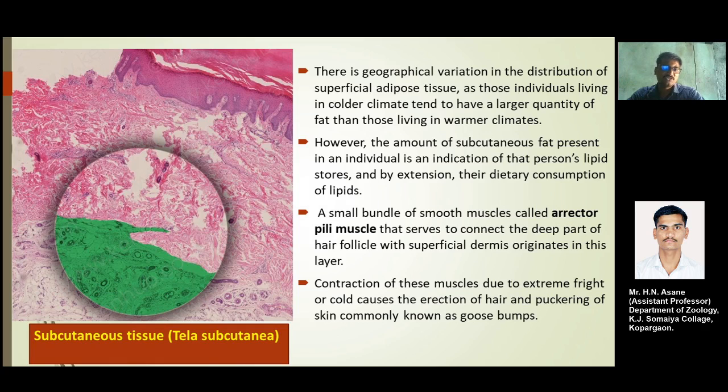So as you can see in this picture, it is the TS of the skin showing the subcutaneous tissue, that is the hypodermis region of the skin, highlighted in green color. There are geographical variations in the distribution of superficial adipose tissue. Individuals living in a colder climate tend to have a larger quantity of fat than those living in a warmer climate.